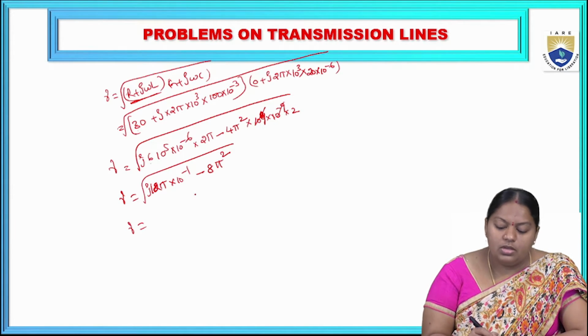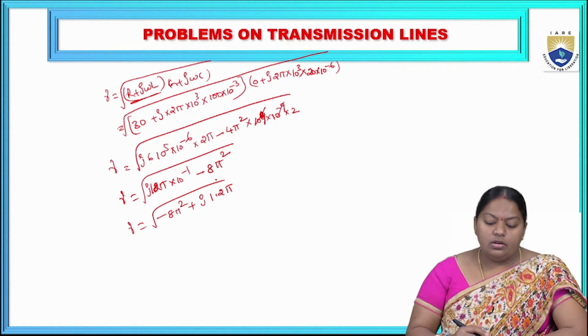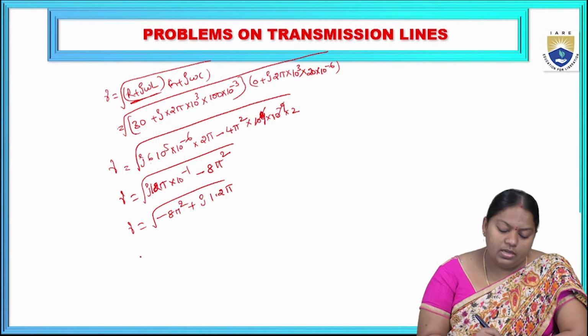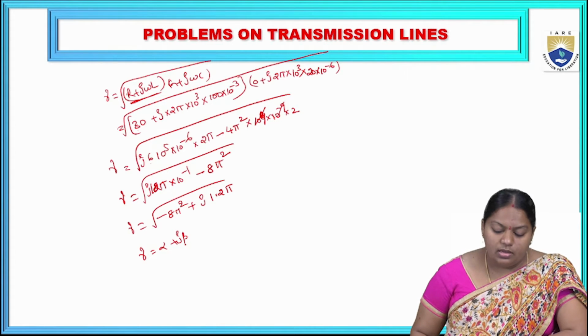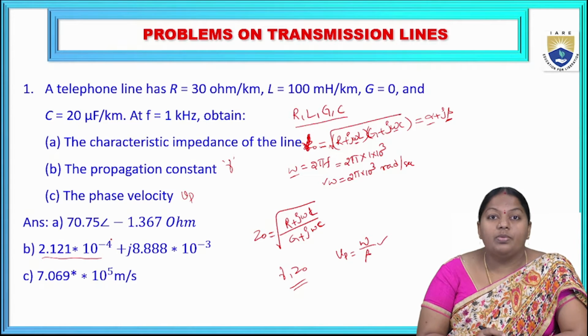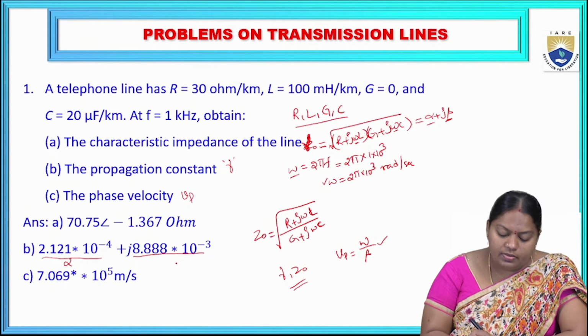Then gamma equal to the real term as minus 8 pi square plus j 1.2 pi is to be obtained, right? So in order to evaluate this one, we need to multiply pi by the 3.18 value, and from this we will be getting the value as alpha as the real term and beta as the imaginary term. So from this alpha is to be evaluated, and its value is 2.121 into 10 power minus 4 plus j into 8.888 into 10 power minus 3. So this is the value for alpha, and here it is given by beta.